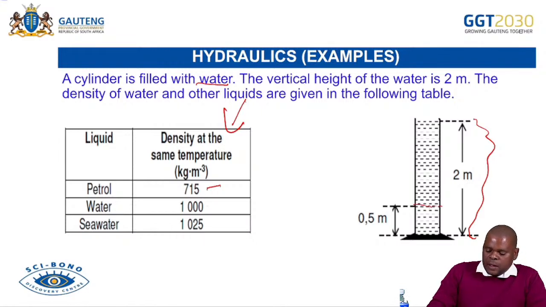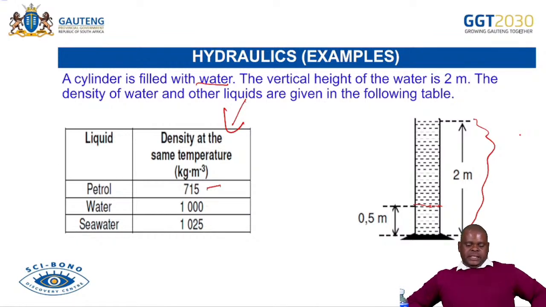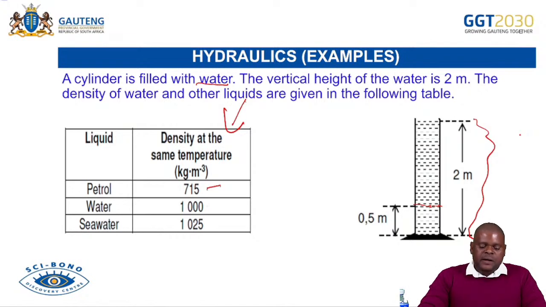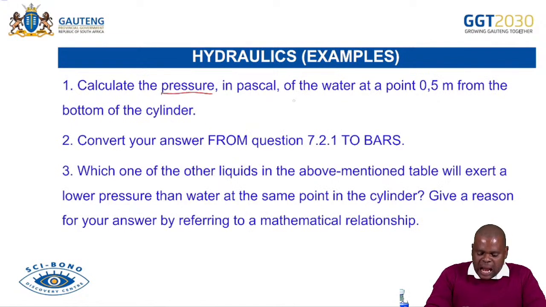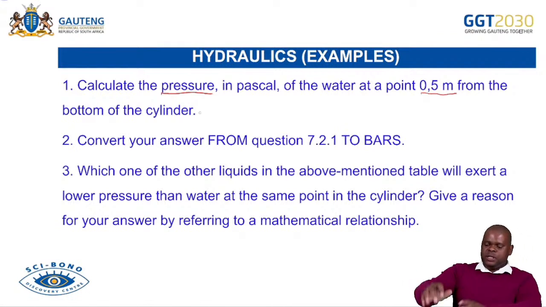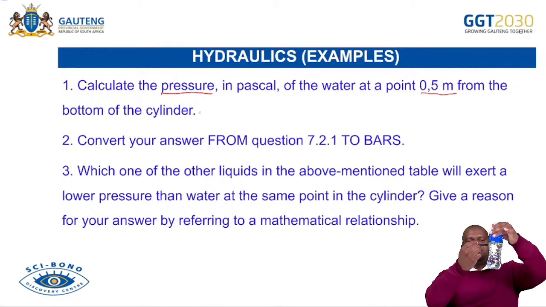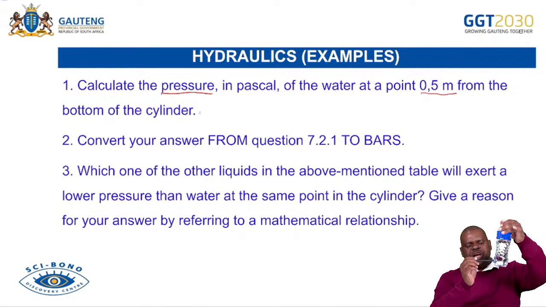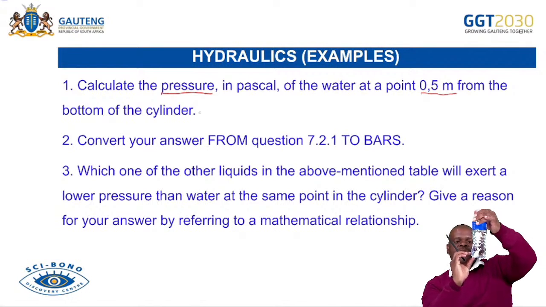Now, when you come to the example, they say, calculate the pressure in Pascal of water at a point 0.5 meter from the bottom of the cylinder. That means from this bottle, from where the water is up to the bottom is 2 meters. Are we together? But we want it here. Then from here to here is 0.5. We want the pressure that is at this point, 0.5 from the bottom.